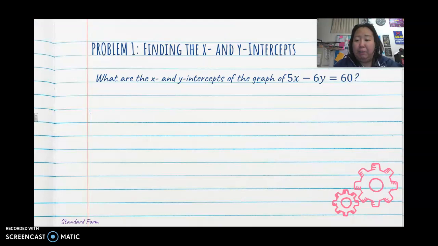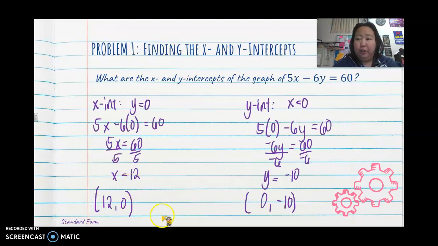So for this example, I would like you to try this one and find the two intercepts from this equation. Go ahead. So if you followed our procedure from the previous example, you will end up getting the x-intercept at (12, 0), and our y-intercept will be at (0, -10). All right.